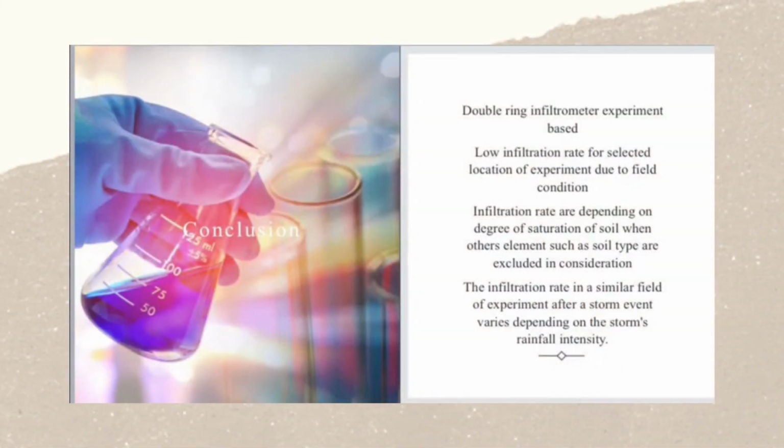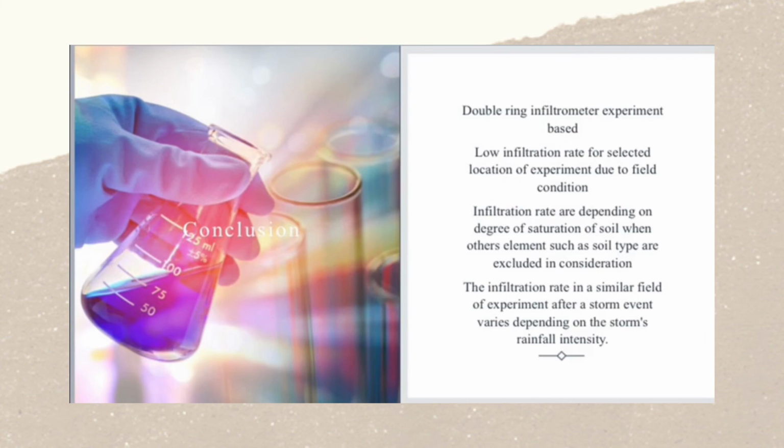The experiment is conducted based on the double ring infiltrometer method theory. The diameter sizes of the rings used are 11 cm and 22 cm for our experiment. A low infiltration rate is determined for our selected location of experiment as the soil is usually wet even without a storm event. Infiltration rate is found to be quick in the beginning and slow over the length of the experiment before the storm event, and this is correct based on hydrology knowledge.